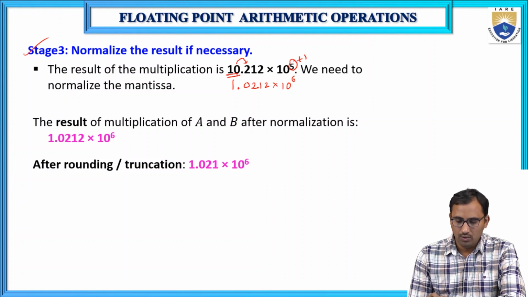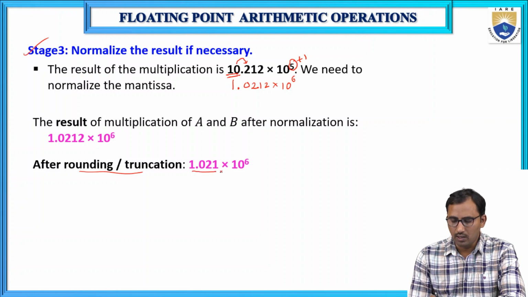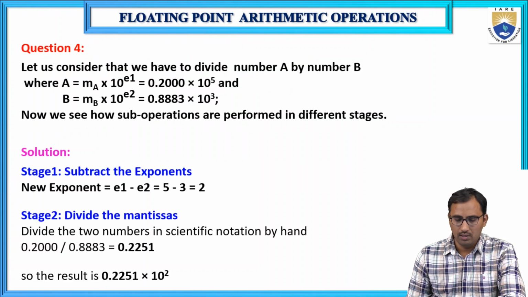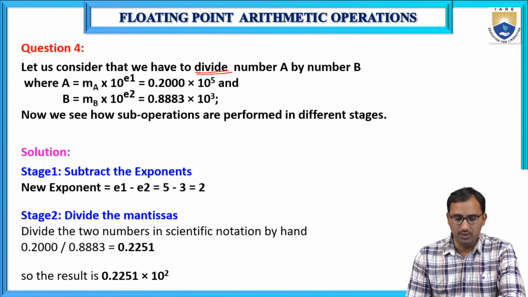After rounding, that means we are considering only 3 digits after the decimal point, the result is 1.021 into 10 to the power 6. So this is how we can perform the multiplication. And the last one, let us consider that we have to divide the number A by number B. So we are performing a division operation on 2 floating point numbers.